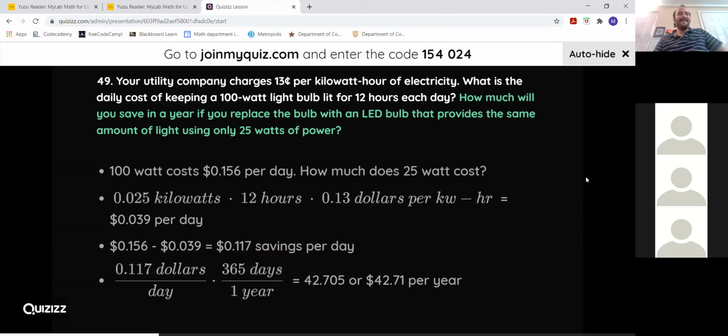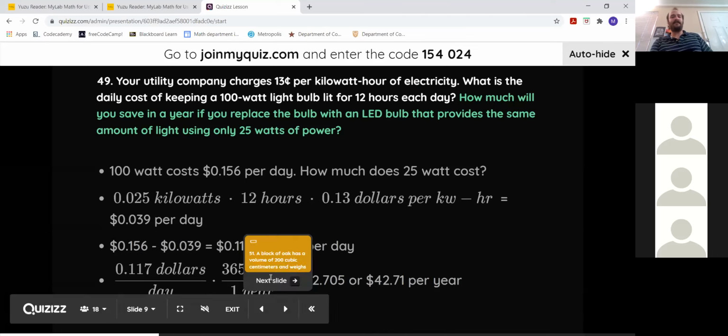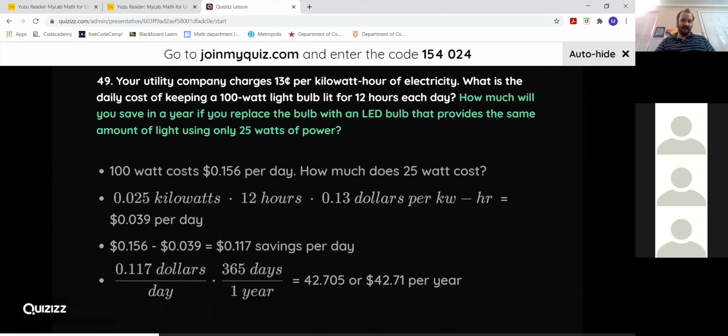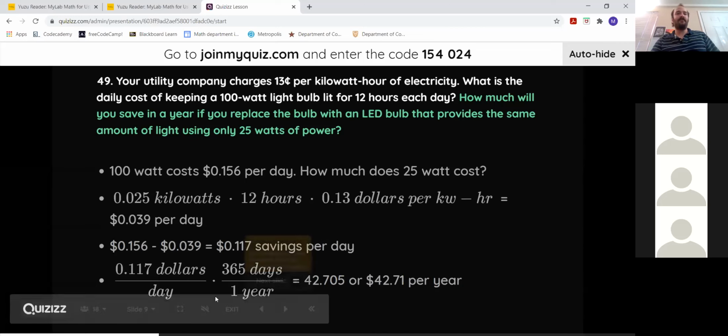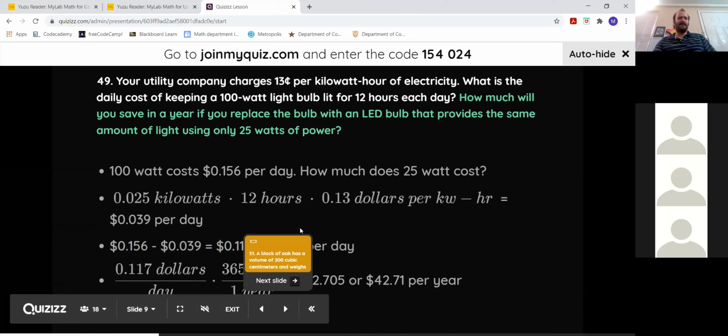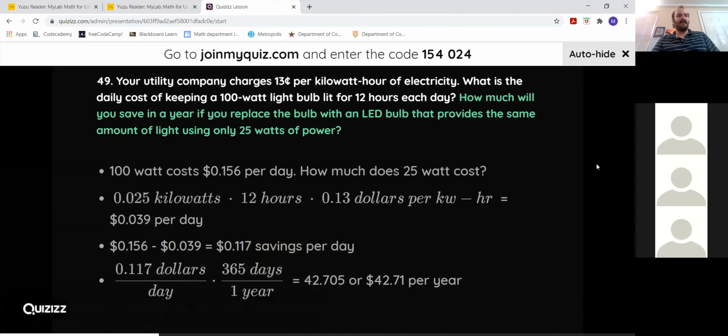So the savings, when we subtract the two, costs almost 12 cents more per day. And so if we do 12 cents per day times 365 days, that's going to give us the 4271. The other way you can do it is multiply each of these by 365 and then subtract them. So you can either subtract and multiply, or multiply and subtract. That has to do with the distributive property. That's where that's tying in.